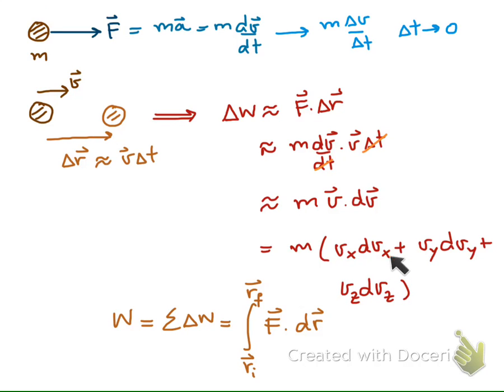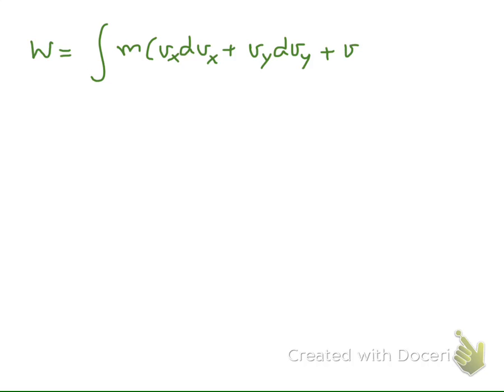Using this expression, we can write the integral. We can rewrite this integral to be W is equal to the integral of m vx dvx plus vy dvy plus vc dvc.